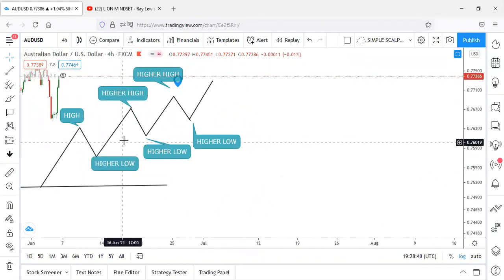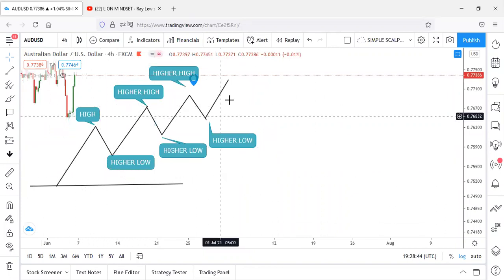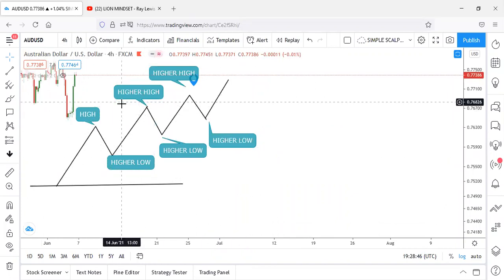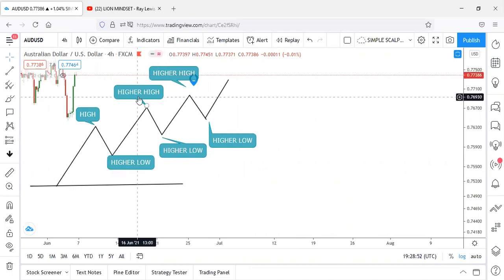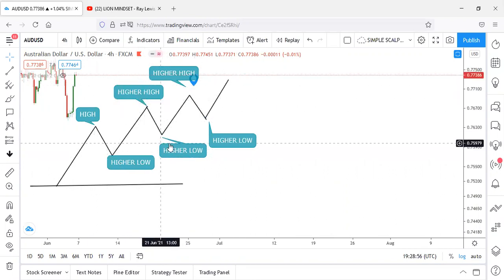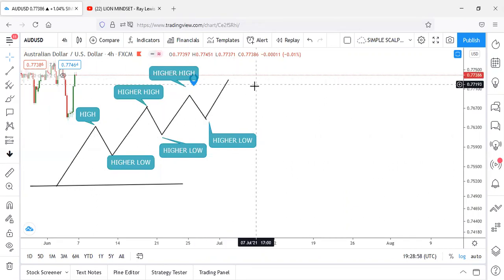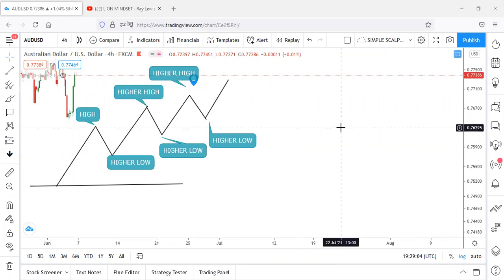So in a nutshell, with higher highs and higher lows, you want to see something like stairs going up. Okay, this is a stairs: down, up, down, up, down, up. So you want to see something like stairs climbing each other to the upside.